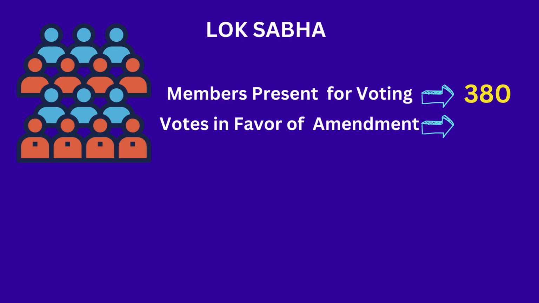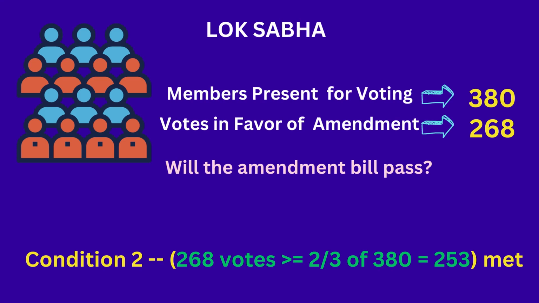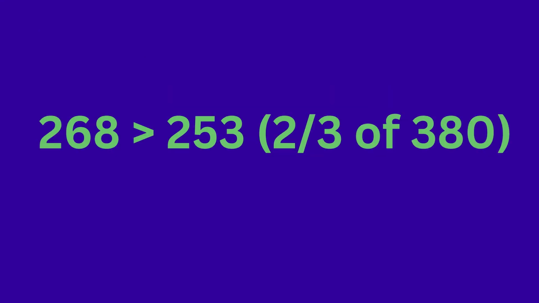Let's presume that only 380 members were present in Lok Sabha, out of which 268 voted in favor of the bill. So, two-thirds of 380 would be 253. So here the total number of votes that were cast in favor of the bill were 268, which was more than the two-third requirement in Article 368.